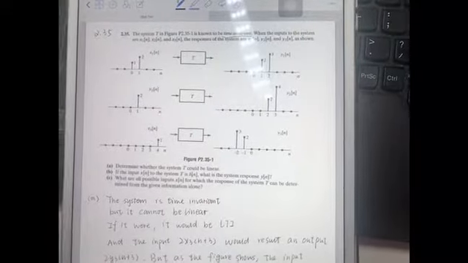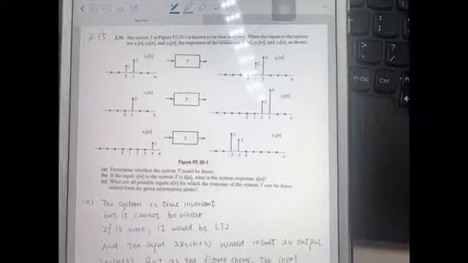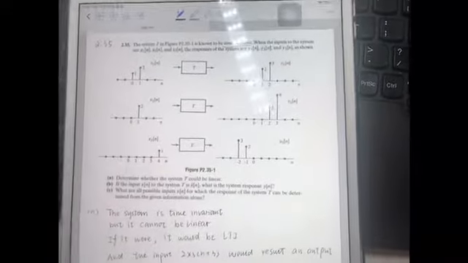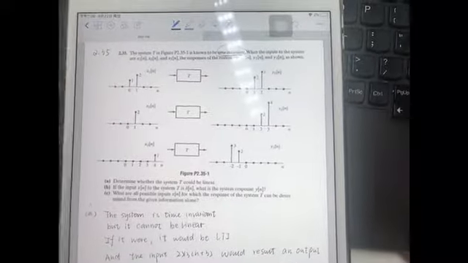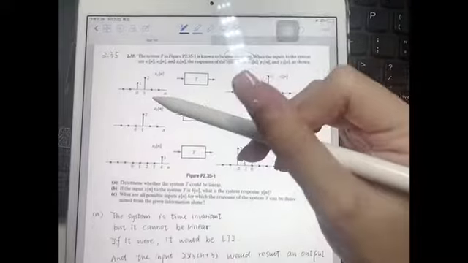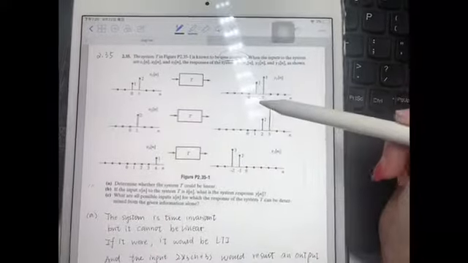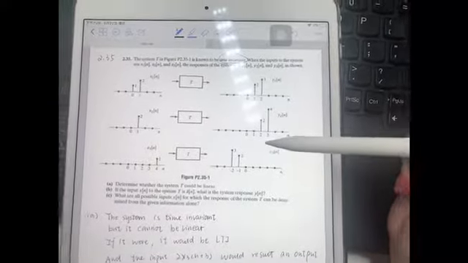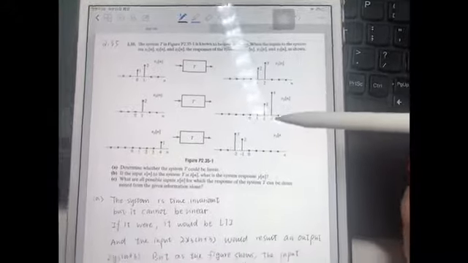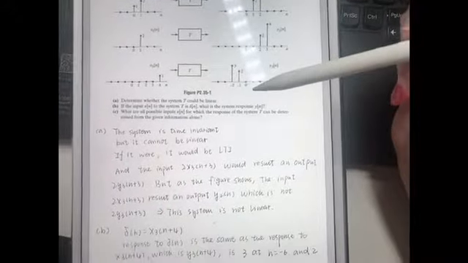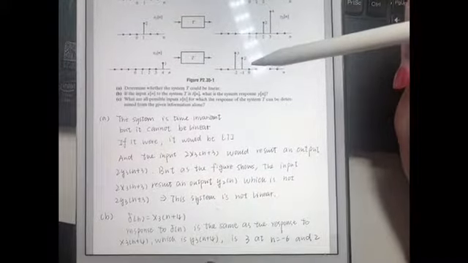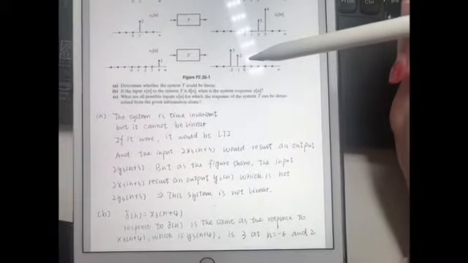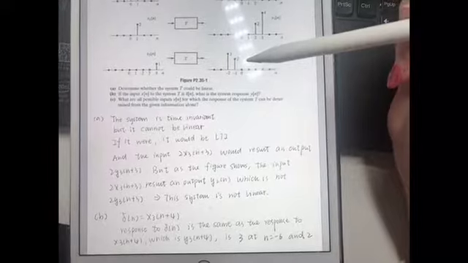At first we look at the condition. The system T in the figure is known to be the time-invariant system. And it gives us the input figure and the output figure in this side. Have a look at the sub-questions. Question A asks us to determine whether the system could be linear.